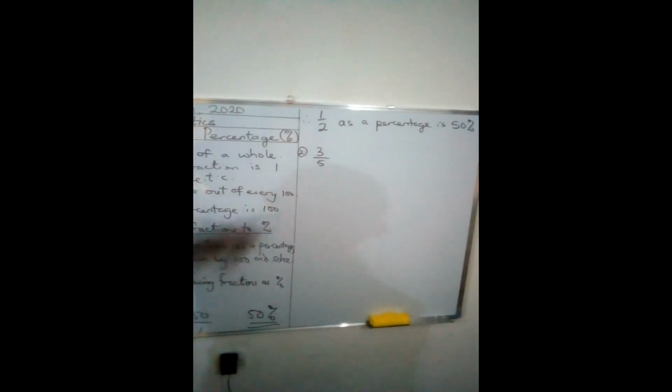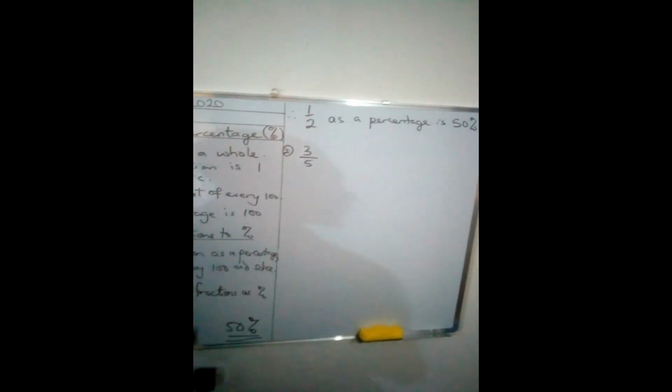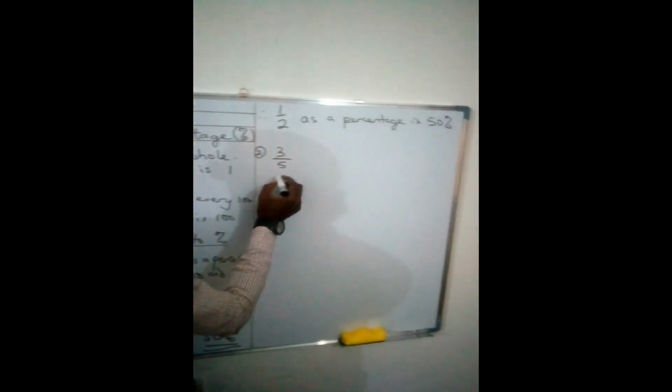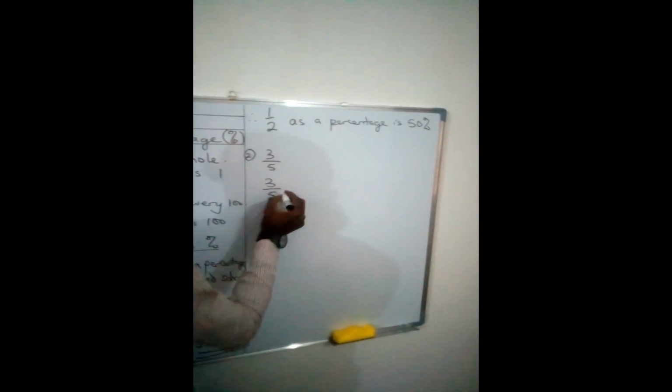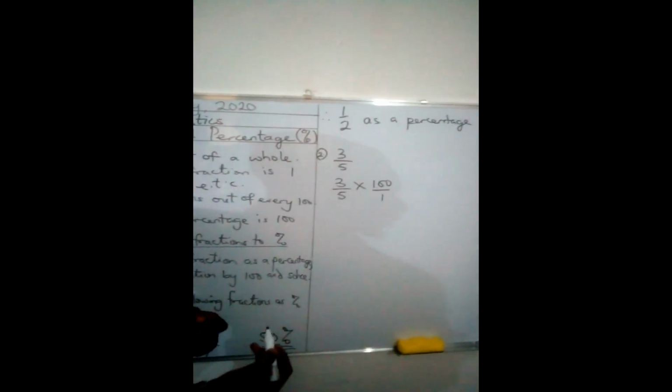So, I would like to take another example. For example, you have something like 3 over 5, which is a fraction, and you are to express this as a percentage. The normal thing to do is to multiply the fraction by 100. So what do you say? 3 over 5 times 100 over 1. You try to divide out.